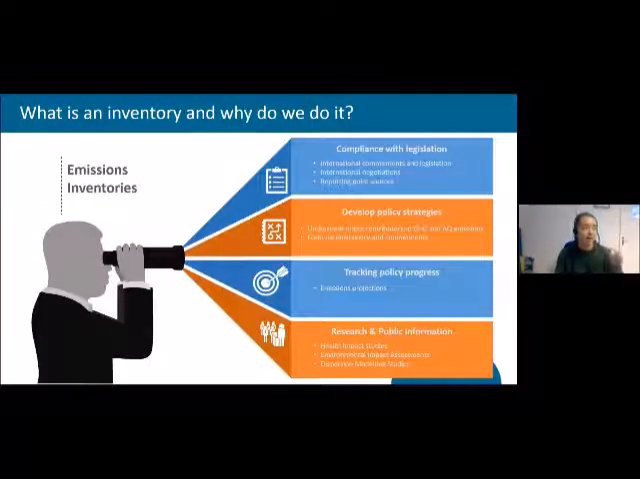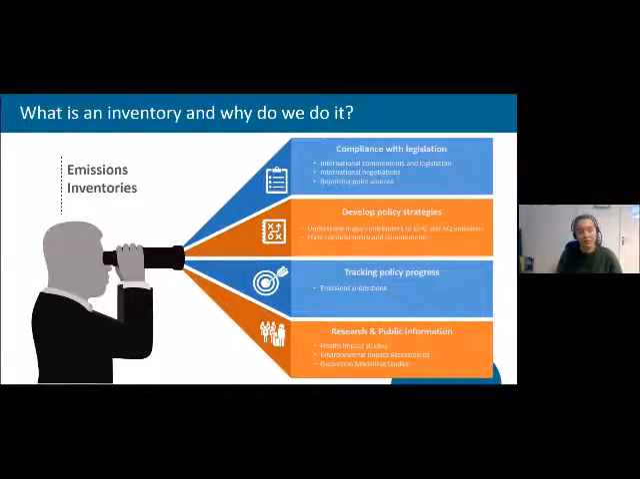So why do we do it? A number of reasons. First of all, countries like to calculate their emissions in order to check if they're being compliant with legislation. For example, if they've got reduction commitments that they need to meet, it's important for them to figure out if they're going to meet them, and also under UNFCCC rules or the CLRTAP, which I'll go into in the next slide.